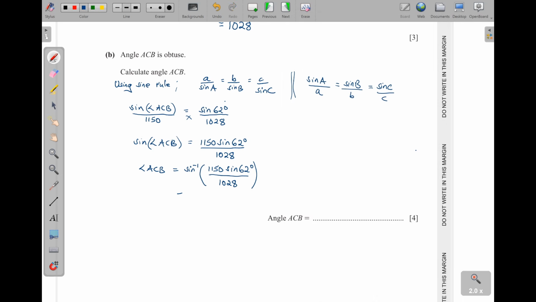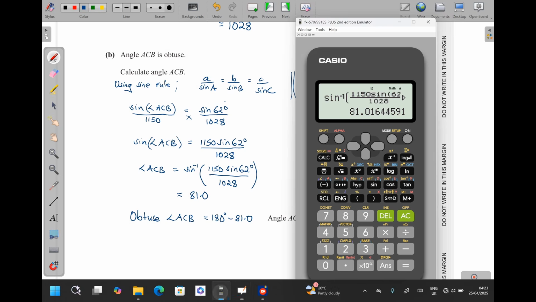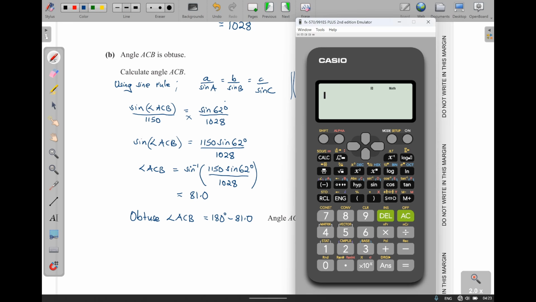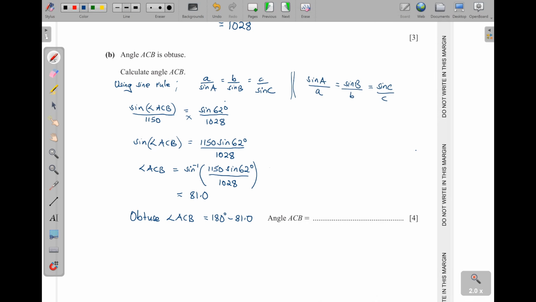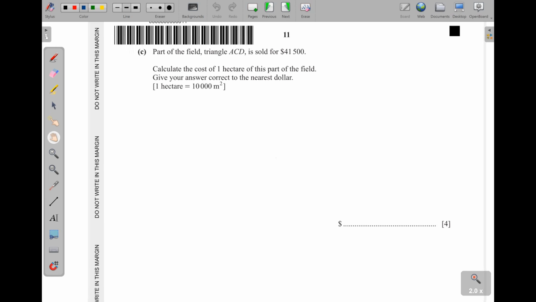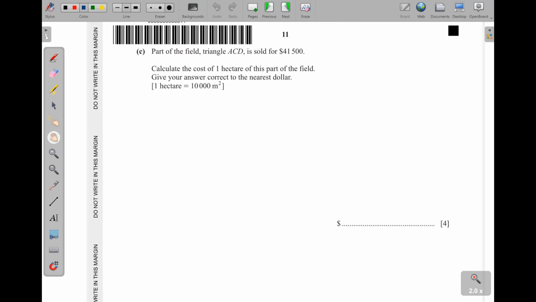So that is 81.0, to one decimal place. I can write 81.0. And then the obtuse angle of ACB will be equivalent to 180 degrees minus this 81.0. So I will just come to this one and say 180 minus 81. That one will give us 99. So I will write 99.0 degrees.